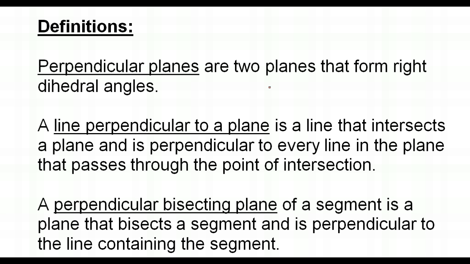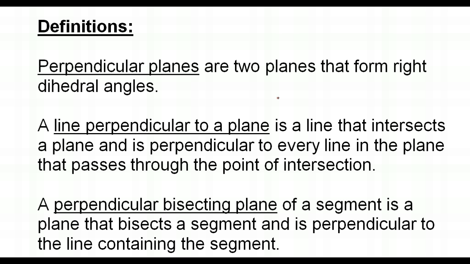And then we have a line perpendicular to a plane is a line that intersects the plane and is perpendicular to every line in the plane that goes through that point. I'm going to show you some pictures of these as we look at the theorems in just a bit, so let's just get through these definitions and then we'll keep going. Alright, and the third one is a perpendicular bisecting plane of a segment is a plane that bisects a segment and is perpendicular to the line containing the segment.